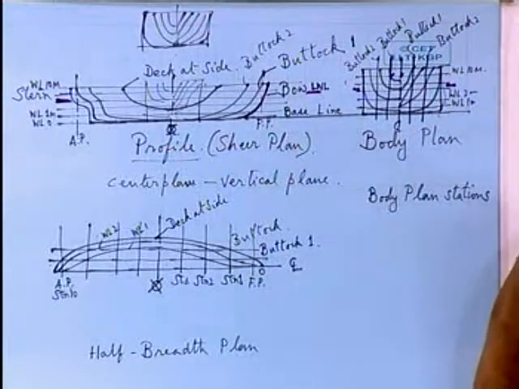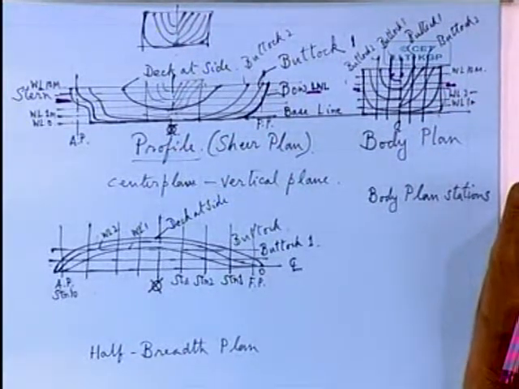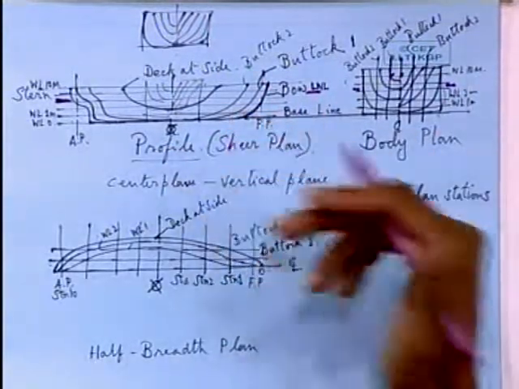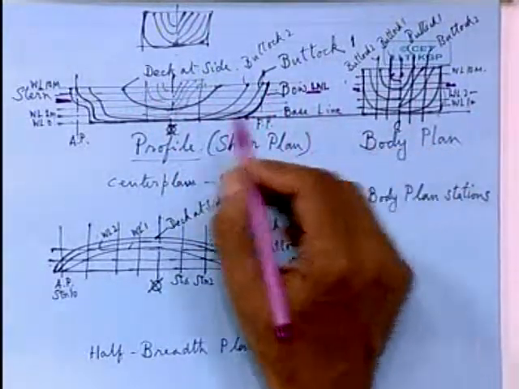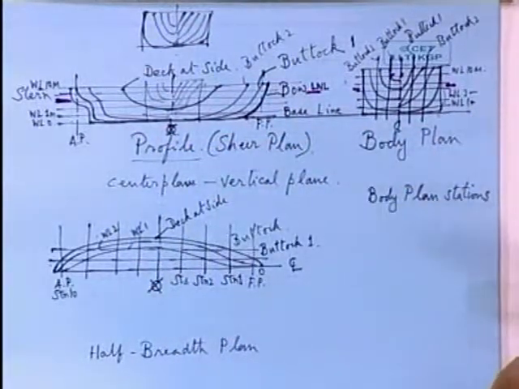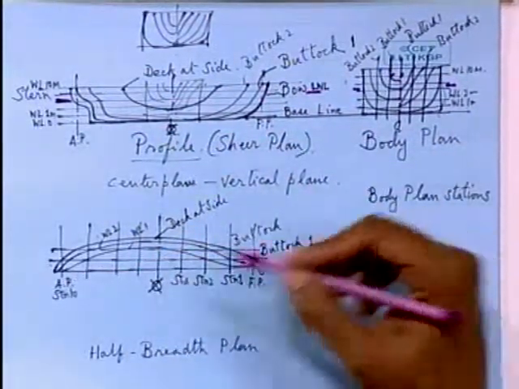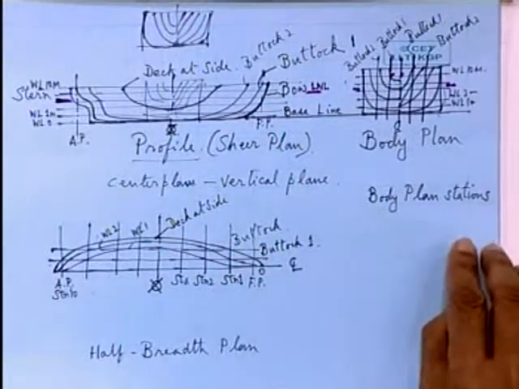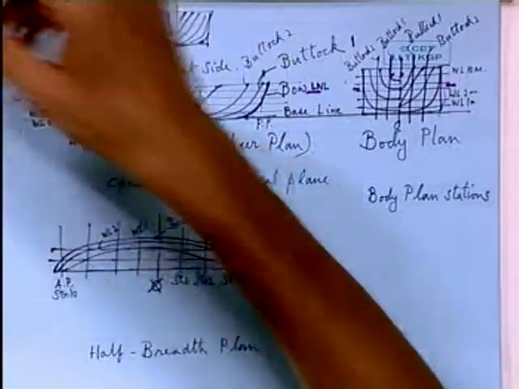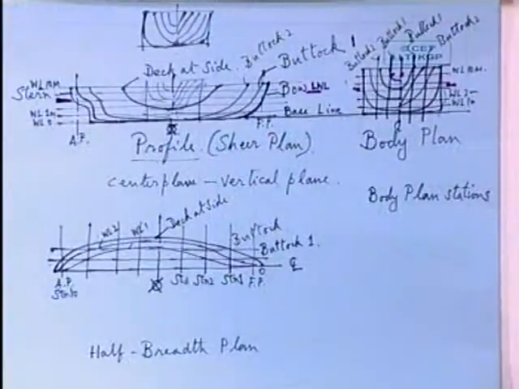This is the position of your load water line. Of course, normally the load water line is just indicated on the profile and sometimes on the body plan, but there is no need to draw it on the half breadth plan. Here I do not think they have drawn it on the half breadth plan itself, somewhere between the baseline and the deck line. So load water line they have not drawn. It's not drawn. No, no, it is drawn. Here it is drawn. You can draw it.